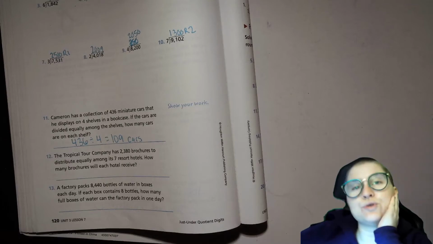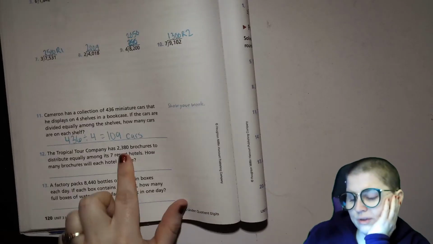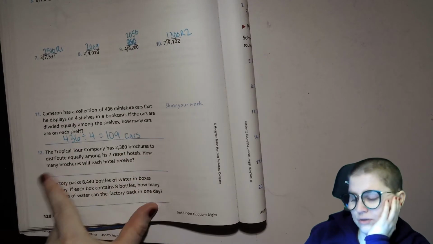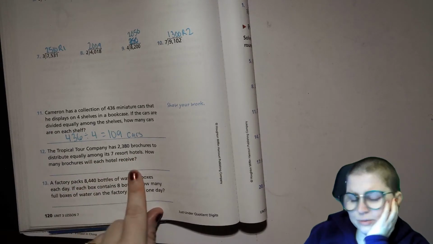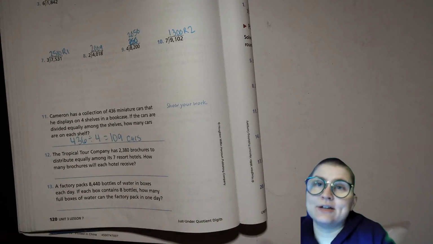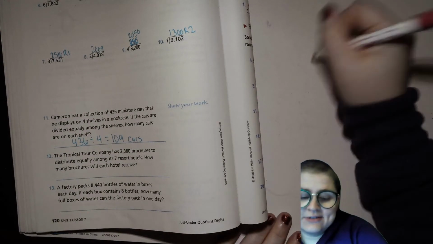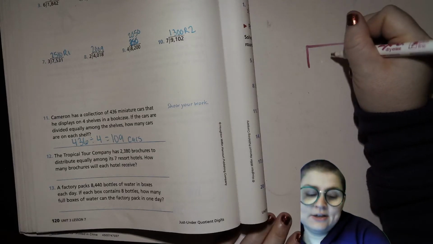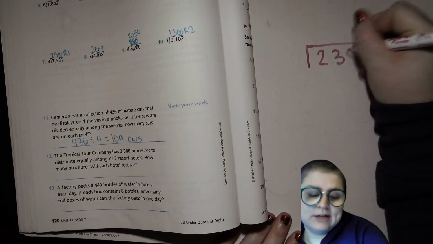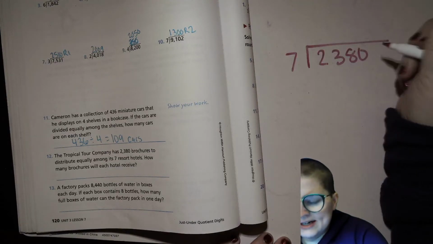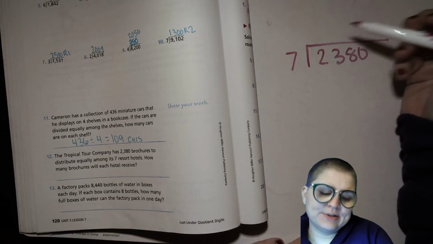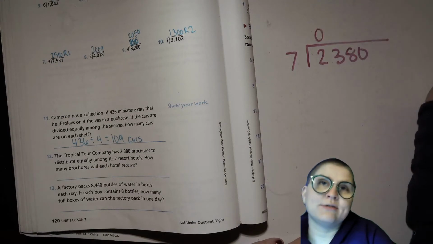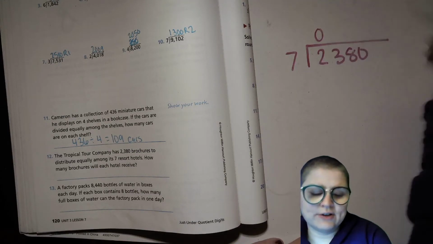The Tropical Tour Company has 2,380 brochures to distribute equally among its 7 resort hotels. How many brochures will each hotel receive? So we're having that number that's getting divided. The dividend goes inside, 2,380. And the divisor, the number that's doing the dividing, is the 7 hotels. Can 7 go into 2? No. I mean, technically, if you wanted, you could put a 0 there. It wouldn't really matter either way, though.